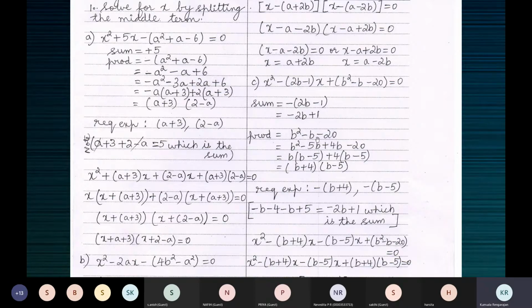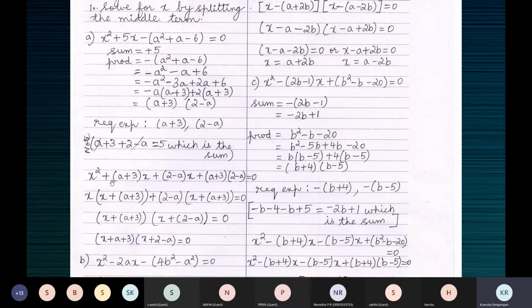Now look at this example. How do we split the middle term? We write minus 5b plus 4b. Minus 5 and plus 4 are the numbers, but we don't write just minus 5 and plus 4. We write whatever is the literal factor of the middle term, b. So minus 5b plus 4b. In the same way here, the middle term, this is an equation in x. So you have to use an x here. A plus 3 of x plus 2 minus A of x. These are the two expressions. We split the middle term.